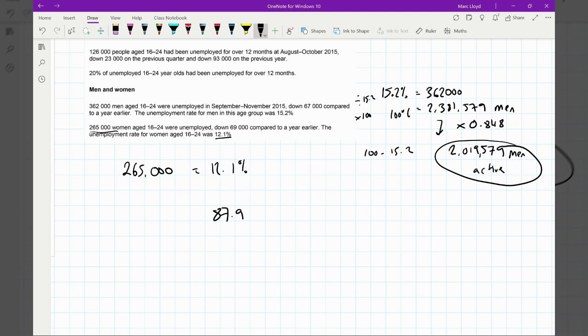No. I've just done it straight away. I'm just going to double check. Actually, I divided by 12.1 and then multiplied by 100. Yeah, so brilliant. If you divide it by 0.121, that gets you to 100%, because that's what it would have been multiplied by to get to the 12.1. So that gives me 219,083. We're going to then multiply this by 0.879. And that gives me 1925083. This is women that are active.